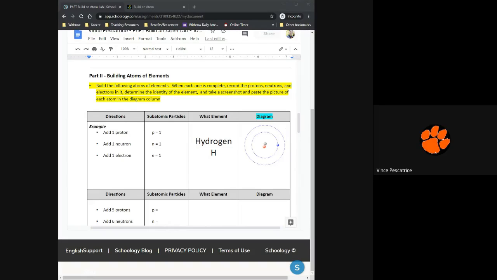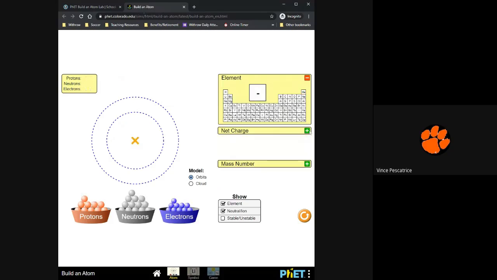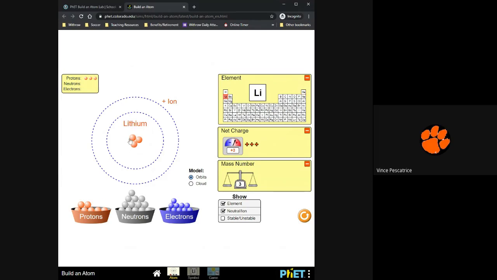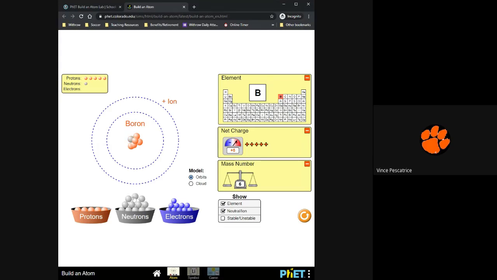What I'm going to do now is I'm going to show you guys about the screenshot part here. So what you do is, first of all, you follow the directions that are stated here. It should say what to do. So first it says add 5 protons. So I'm going to go over here. I'm going to reset, make sure I can see these. And then it'll say add 5. So 1 proton, 2 protons, 3 protons, 4 protons, 5 protons. Then it says add 6 neutrons. So 1, 2, 3, 4, 5, 6. Now 5 electrons. 1, 2, 3, 4, 5.